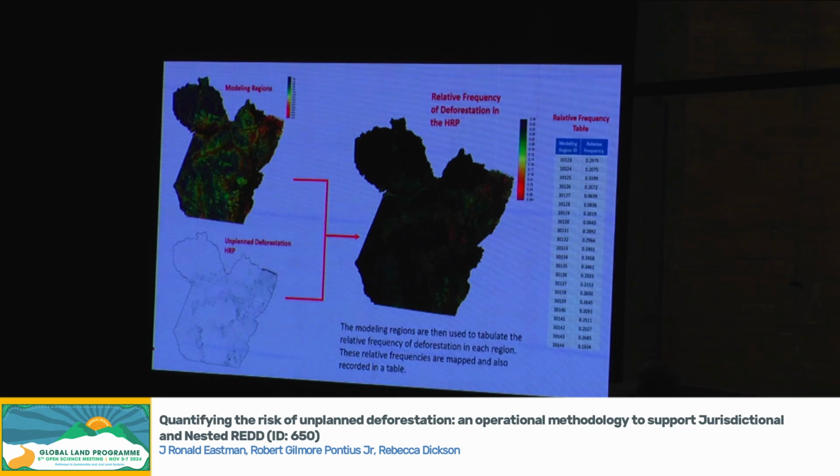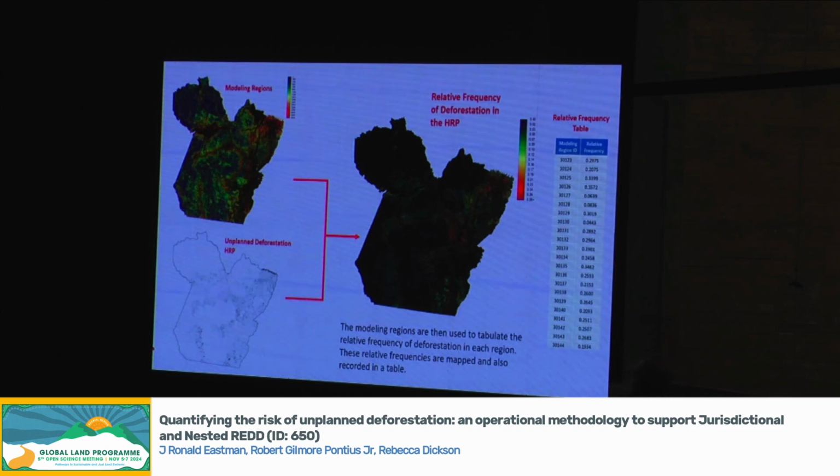We then use that to look at the unplanned deforestation that happened during the historical period. So this is what actually happened during our reference period, all right? The historical period, HRP is the abbreviation. We count up the frequency within each of these modeling regions, and we'll get a table. So you can see this is an excerpt from that table on the right-hand side. So you have your modeling region ID here, and then this is the relative frequency of deforestation.